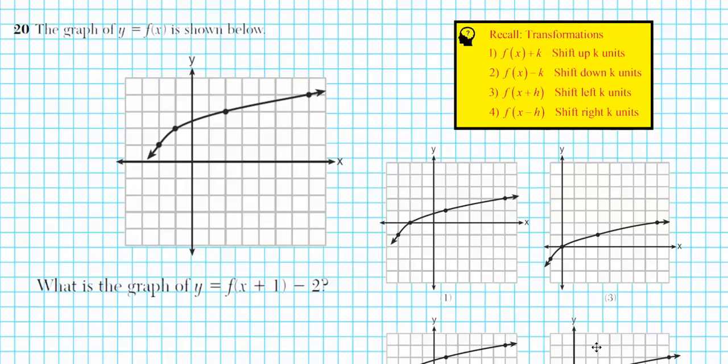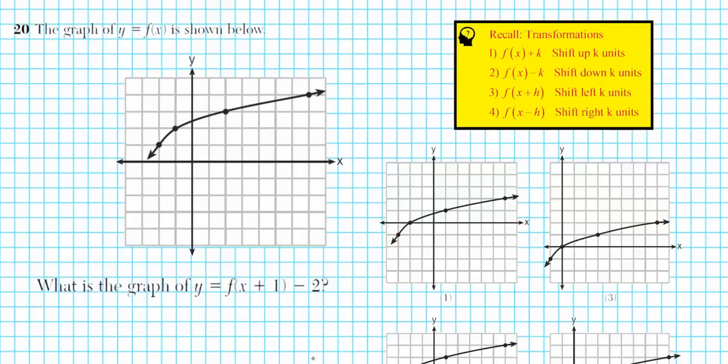All right, let's take a look at number 20, the last problem in this review installment. It says the graph of y equals f of x is shown below, as you can see here. Question is, what is the graph of y equals f of x plus 1 minus 2? This is a transformation on the original function, okay? These are pure shifts. There are no dilations going on here.